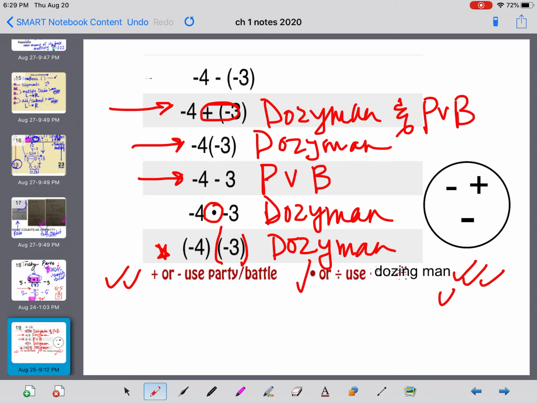So this one is one where I have to simplify, right? Okay, same thing up here. I have a double sign, so that means first I use Dozy Man to simplify, and then I use Party versus Battle to complete this solution.